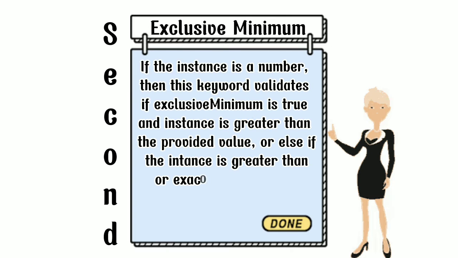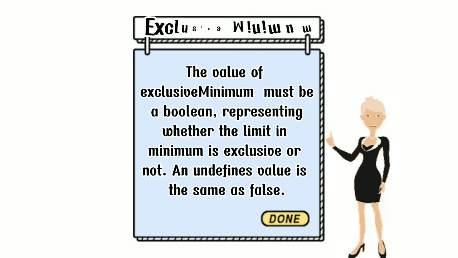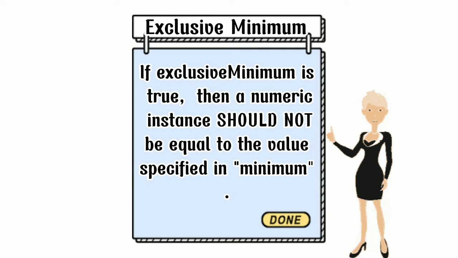If the instance is a number, then this keyword validates if exclusive minimum is true and the instance is greater than the provided value, or else if the instance is greater than or exactly equal to the provided value. Exclusive minimum: the value of exclusive minimum must be a boolean representing whether the limit in minimum is exclusive or not. An undefined value is the same as false. If exclusive minimum is true, then a numeric instance should not be equal to the value specified in minimum.